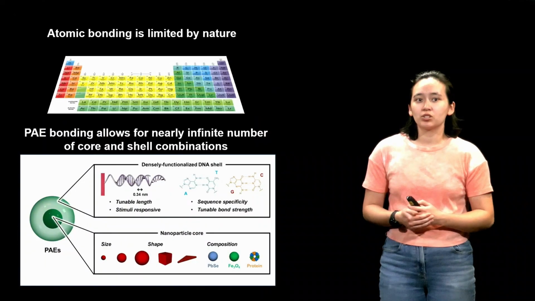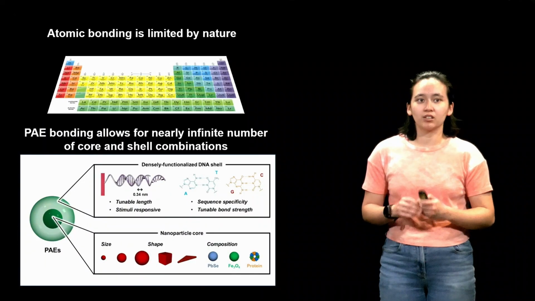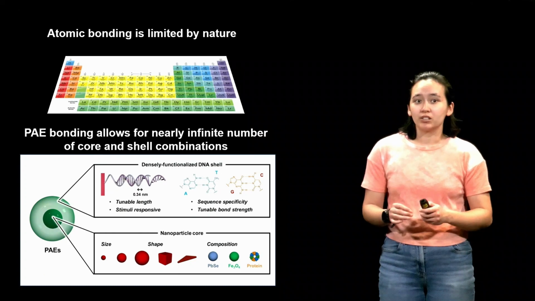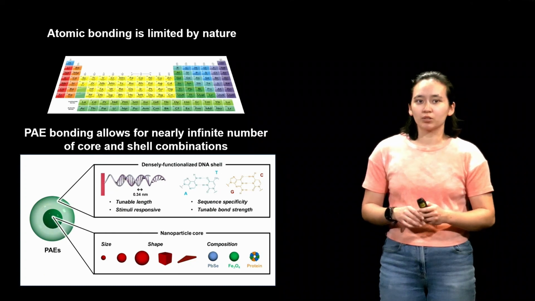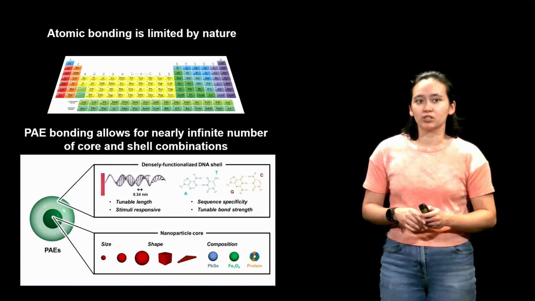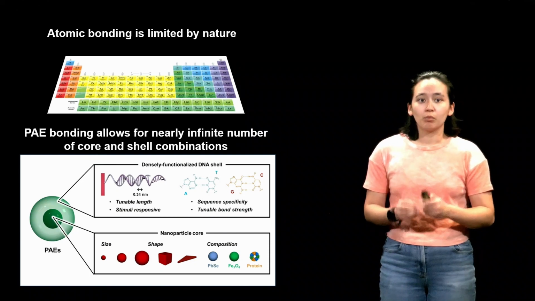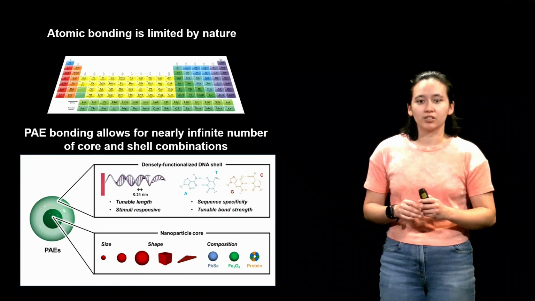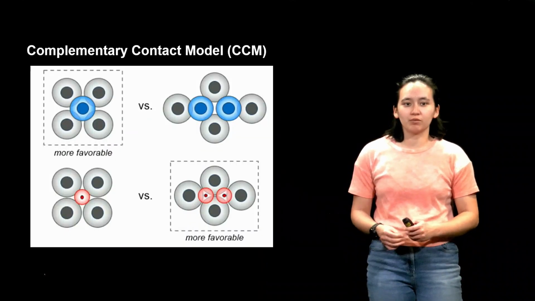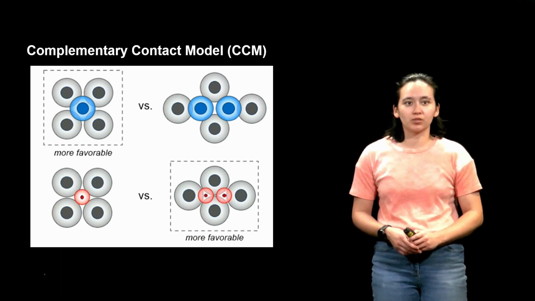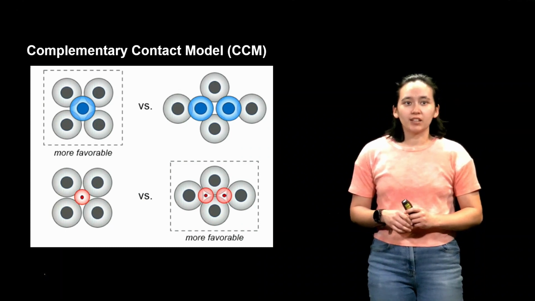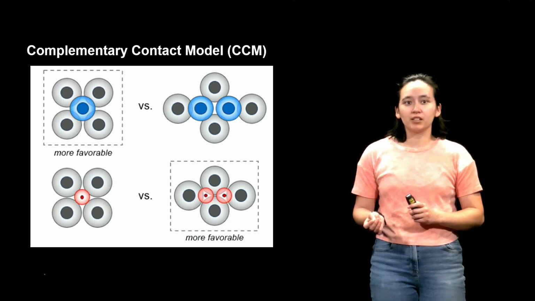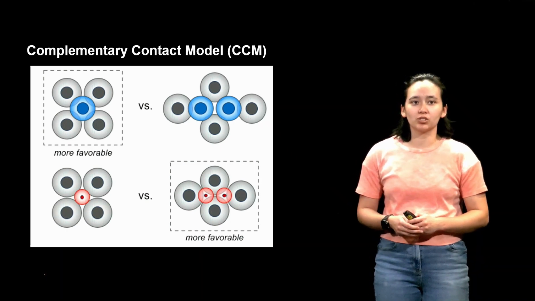And unlike with traditional atoms, whose numbers and bonding are limited by nature, PAE bonding allows for nearly infinite number of core and building block motif combinations. But PAEs, no matter their composition, all crystallize according to the same set of design rules. So, what are those design rules? The design rules are based upon the complementary contact model, or CCM for short, which Katie introduced in the previous video. The design rules apply the CCM for specific systems of PAEs under a certain set of experimental conditions.